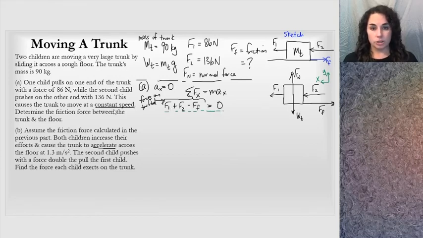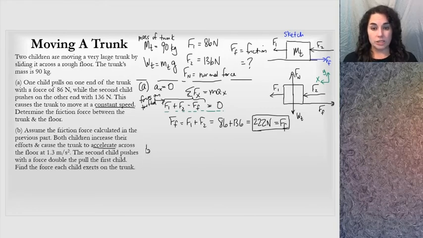It asks me to determine the friction force, so I'm going to solve this equation for the friction force. Force of friction equals F1 plus F2. Well, I know those two values, 86 plus 136. And when you run this through your calculator, you get 222 newtons, and that is the frictional force. That is the answer for part A, and we can put a box around it.